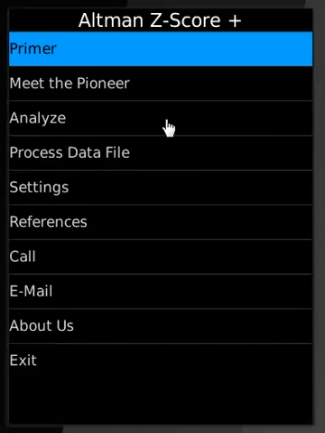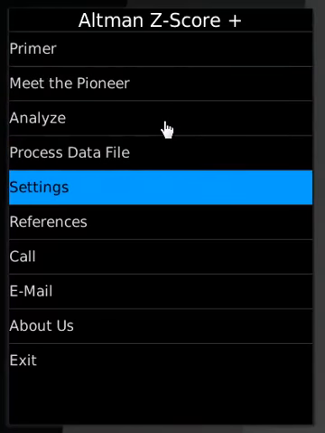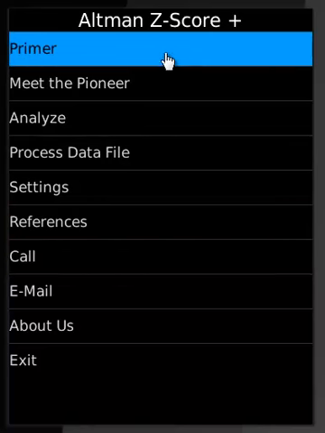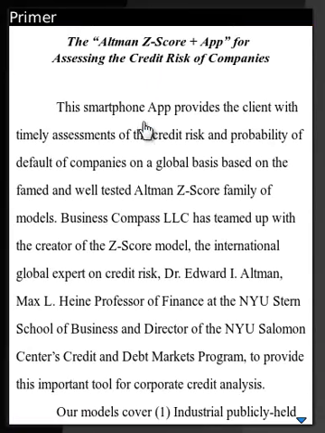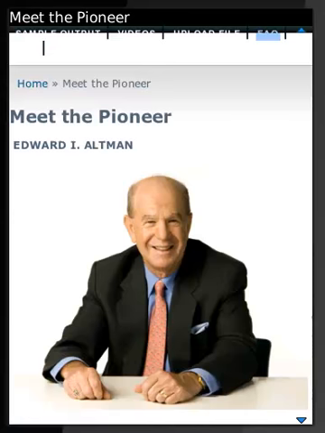This is the main menu of the application: primer, meet the pioneer, analyze, process data file, settings, references, call, email, about us, and exit. Primer is a synopsis of the application that Professor Altman has developed. Meet the Pioneer presents you a synopsis of the life's work of Professor Altman. It also contains a short video about the app venture. So I suggest you go through this to find out more about the life's work of Professor Altman.